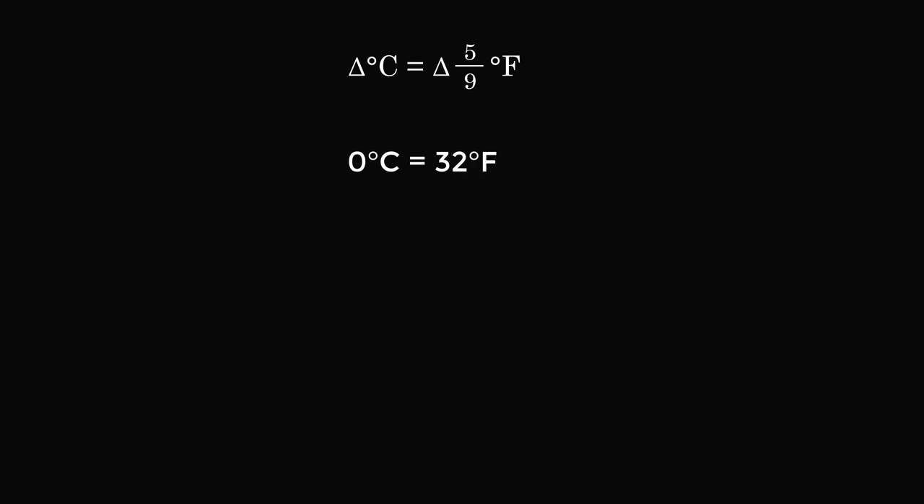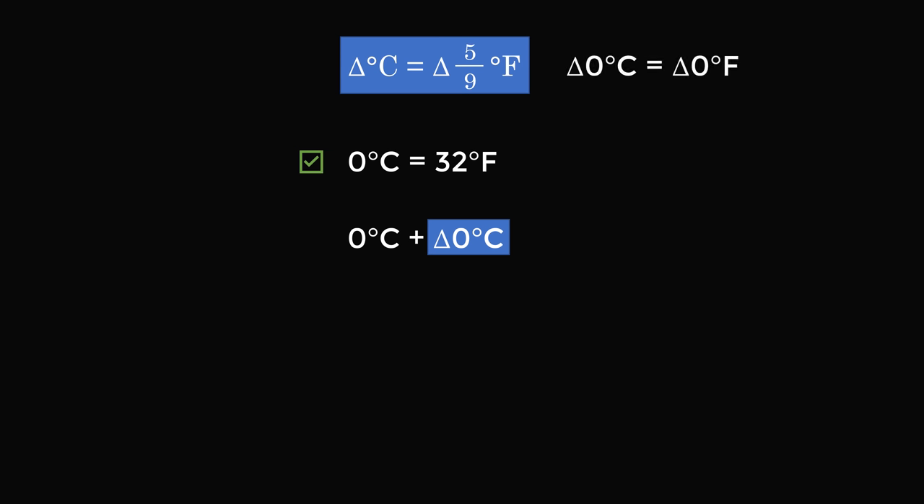So we have that 0 degrees C is equal to 32 degrees F. This is a correct equation. Now we try to add 0 degrees C plus 0 degrees C, and we get 32 degrees F plus 32 degrees F. This is wrong. You can't do this. What you are actually doing is you're taking 0 degrees C and you're adding a change of 0 degrees C. So then what does the equation become? A change of 0 degrees C is exactly equal to a change of 0 degrees F by this equation.